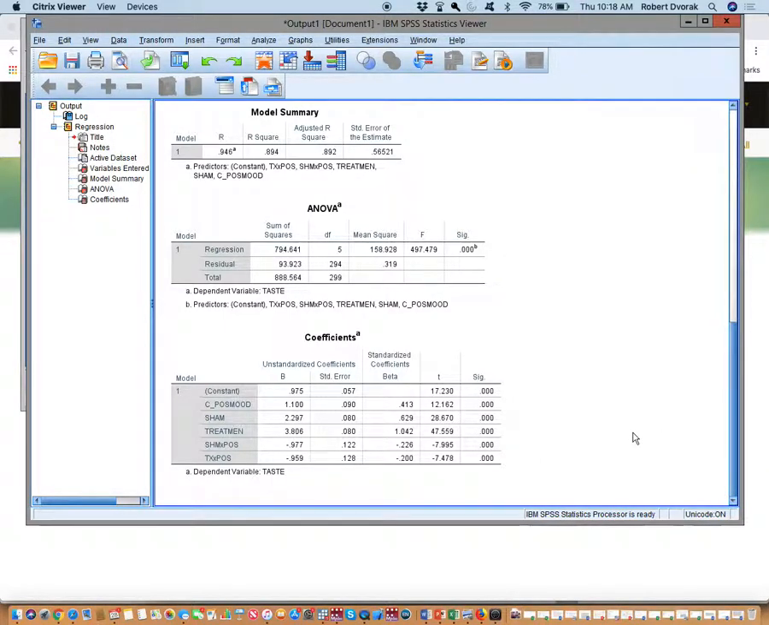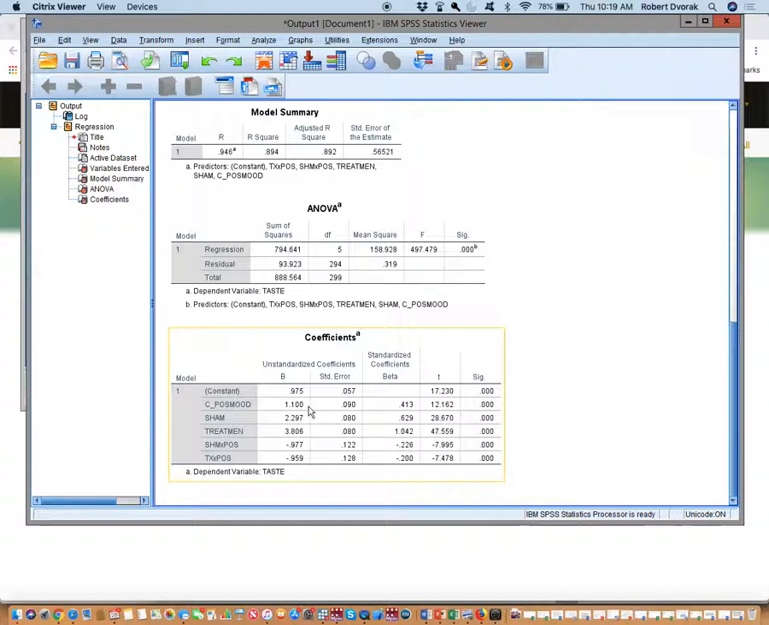All right. So what is our outcome variable here? Taste. It's how good something tastes, in this case, apparently. And so in our model, we have positive mood, a dummy-coded sham, a dummy-coded treatment, sham by positive mood, treatment by positive mood, which makes the constant in this case what? Mean of taste for the control group. Good. Everybody understand that? Perfect.